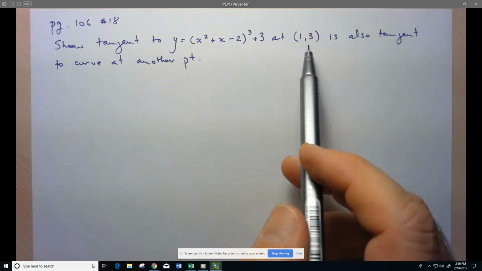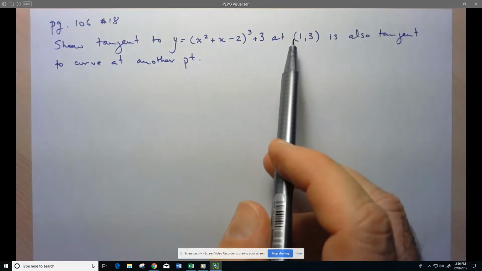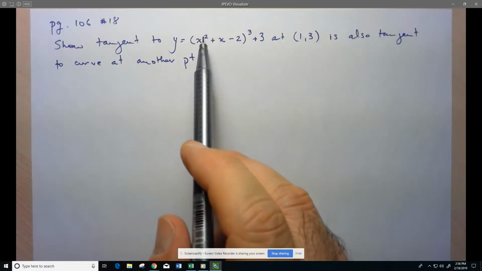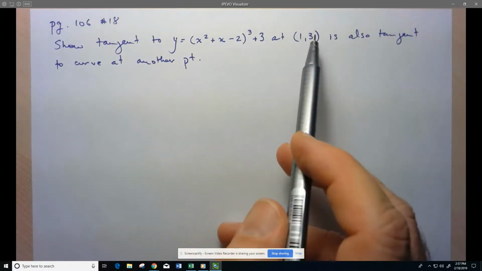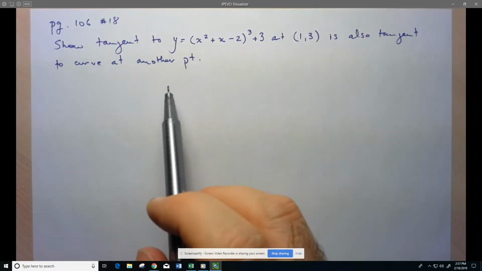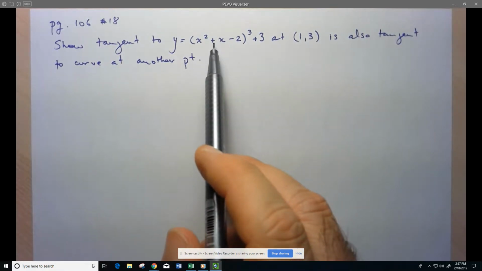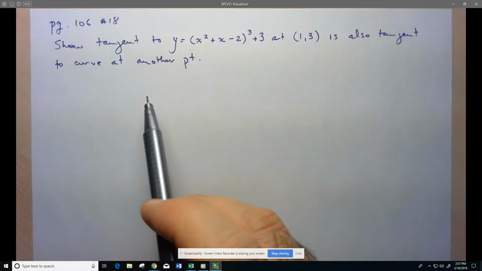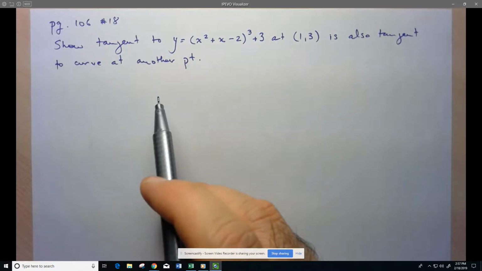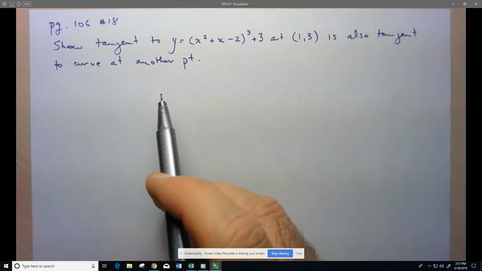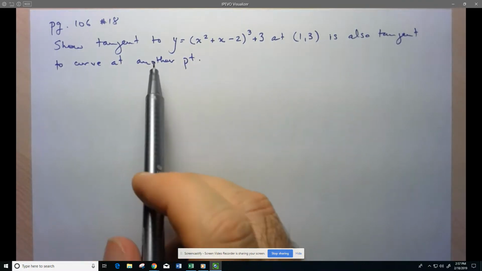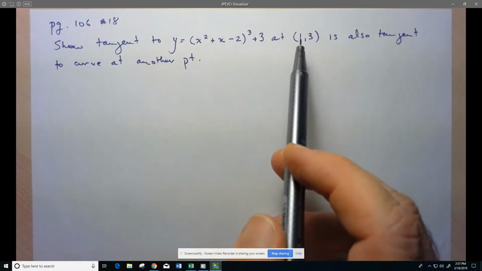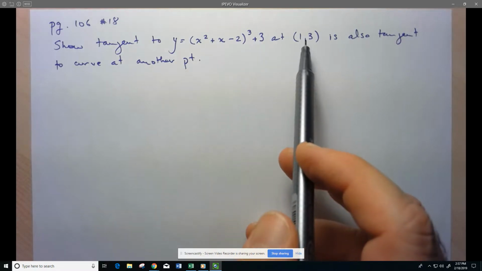If you notice here, (1, 3) is on the curve, because if I put in 1 here, I get 1 squared plus 1 is 2, minus 2 is 0, cubed is 0, plus 3 is equal to 3. So this point is on the curve, and they're saying that the tangent line to this curve at this point is going to be tangent to the curve at a different point. We'll draw a picture afterwards, but even before that, let's figure out what the tangent line to this curve is at (1, 3).